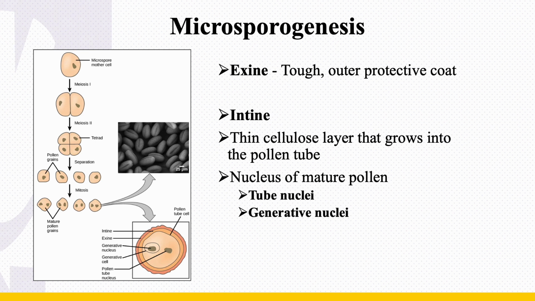And so inside of the nucleus, after we have the exine, which is that outer coat, and then the intine, which is that inner coat, that is actually going to end up forming the tube nuclei and the generative nuclei.